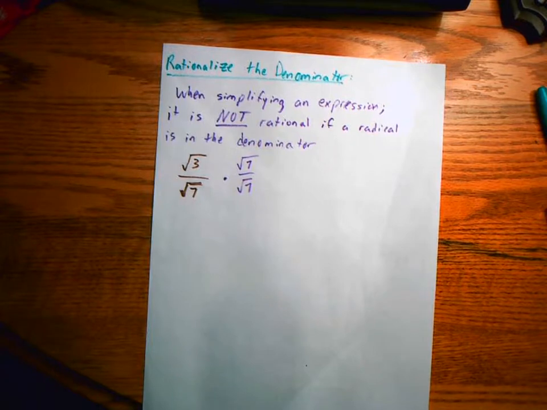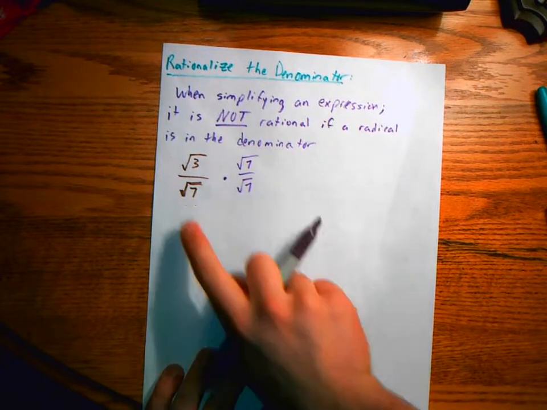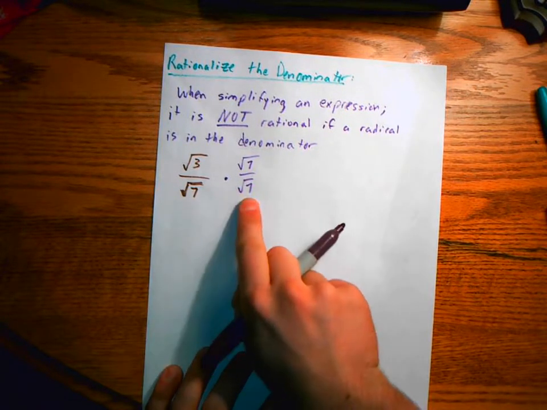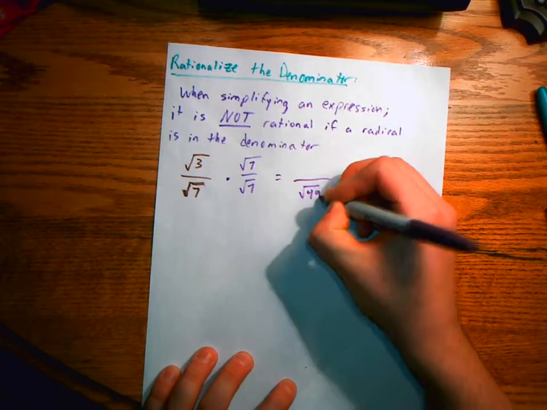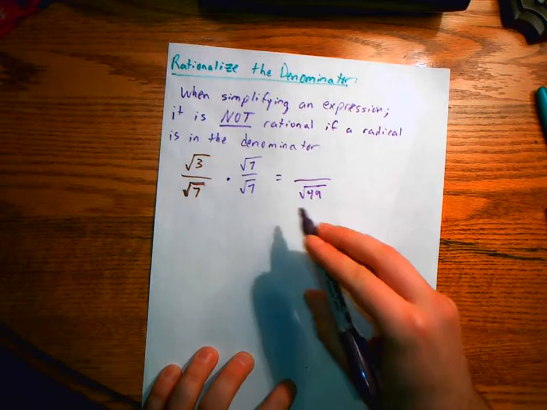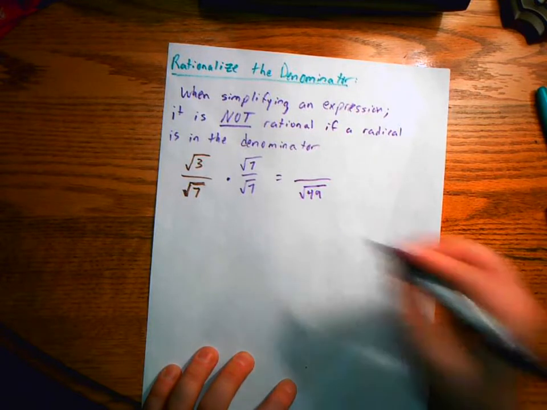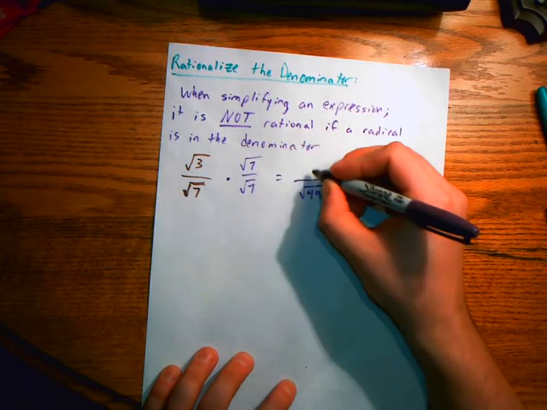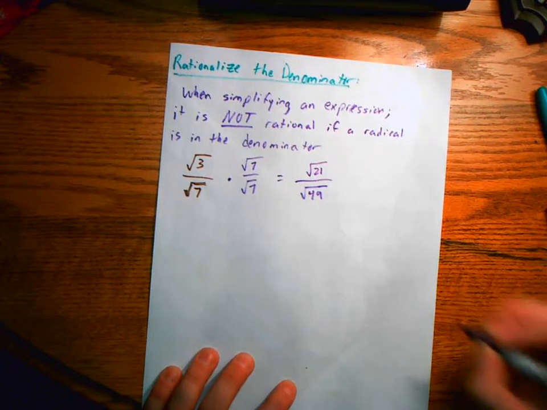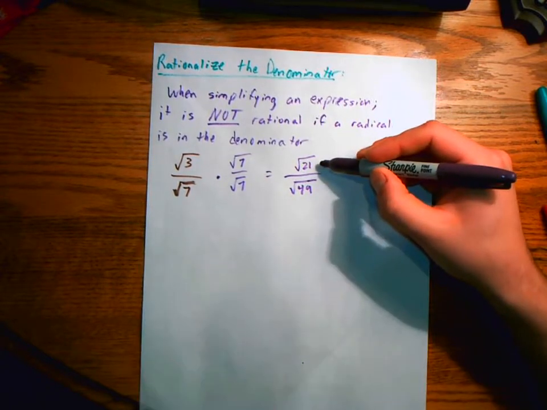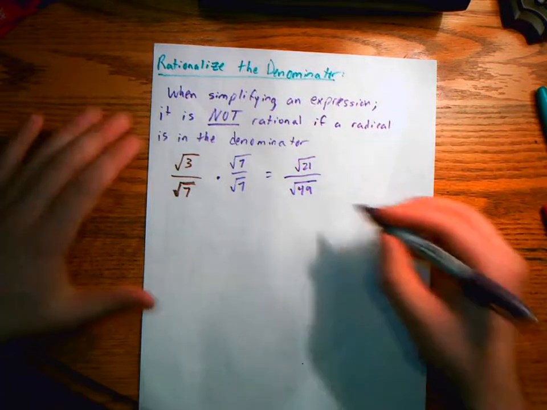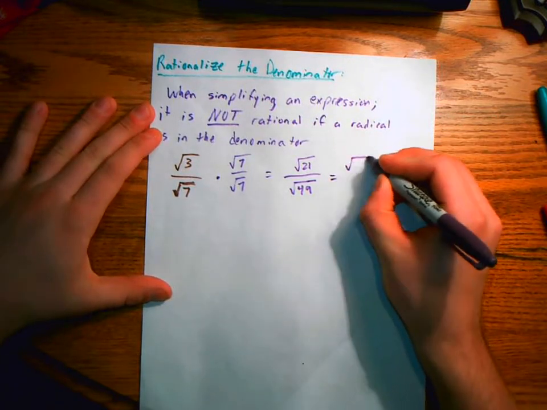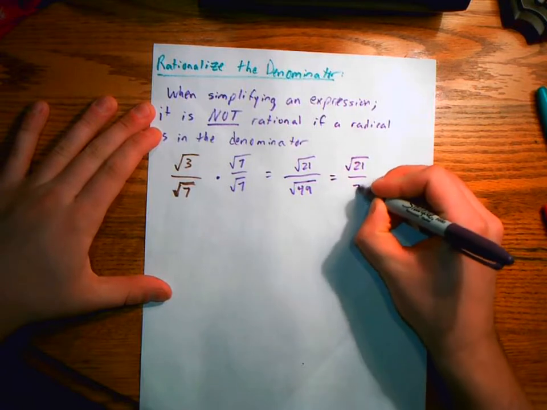Because whenever you multiply these across as a fraction and you multiply the denominators, the square root of 7 times the square root of 7 gives you the square root of 49, which is then going to be equal to 7. Well, if we do the top first, the square root of 3 times the square root of 7 is the square root of 21. And the top cannot be simplified because there are no perfect square factors or any way we can simplify this. But the bottom, you can take the square root of it.